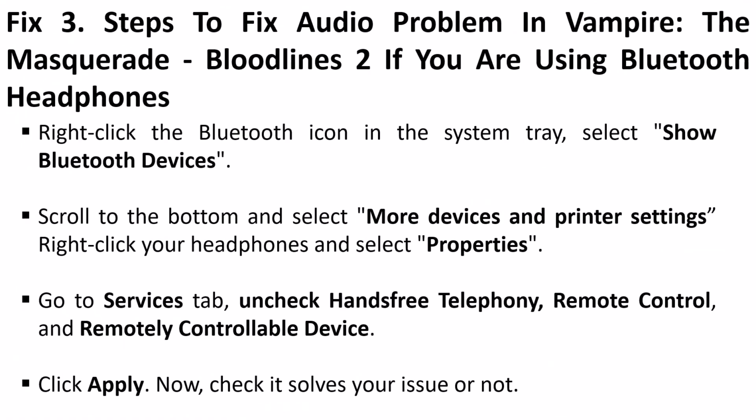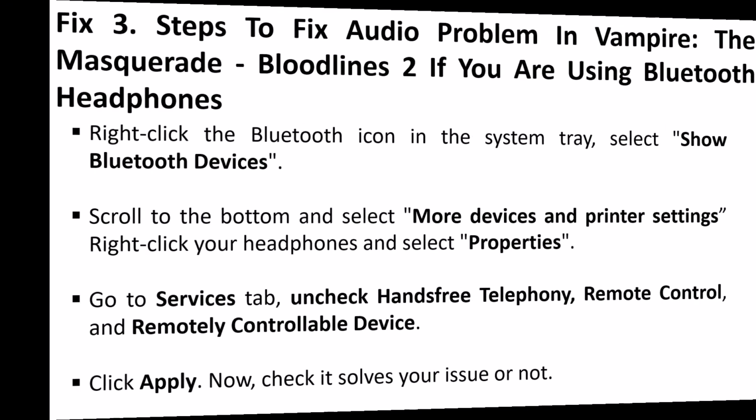Fix 3. Steps to fix audio problem in Vampire The Masquerade Bloodlines if you are using Bluetooth headphones. So right click on the Bluetooth icon in the system tray, select Show Bluetooth Devices, scroll to the bottom and select More Devices and Printer Settings. Right click your headphones and then select Properties. Now go to the Services tab, uncheck Hands-Free Telephony, Remote Control and Remotely Controllable Device. Hit Apply. Now launch the game and see if your problem is solved or not.